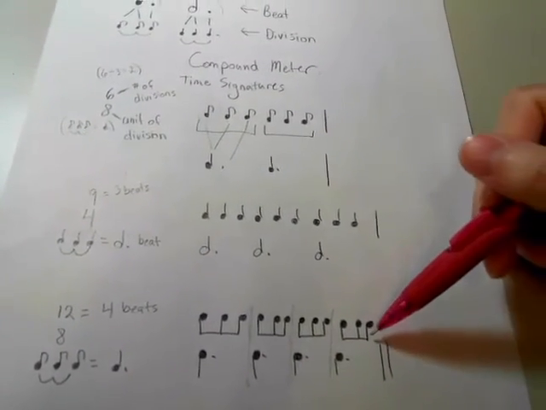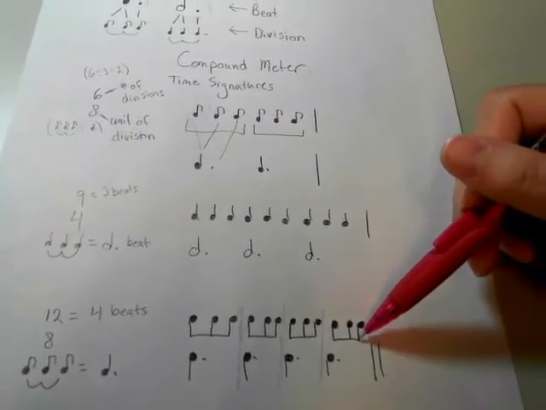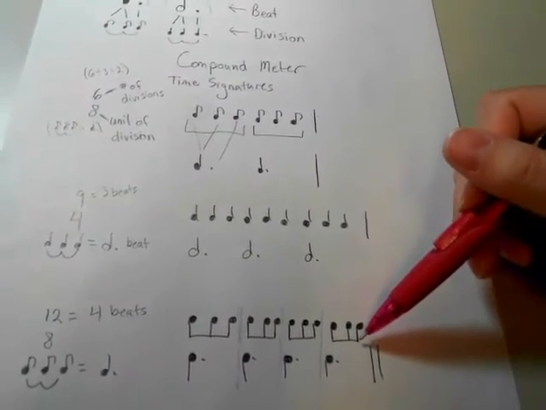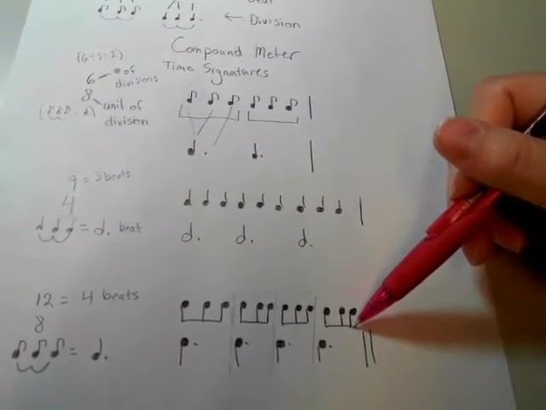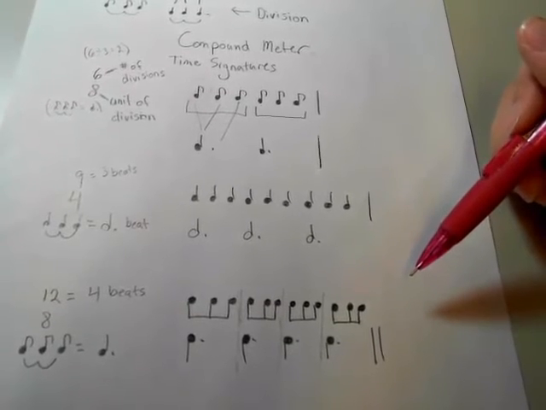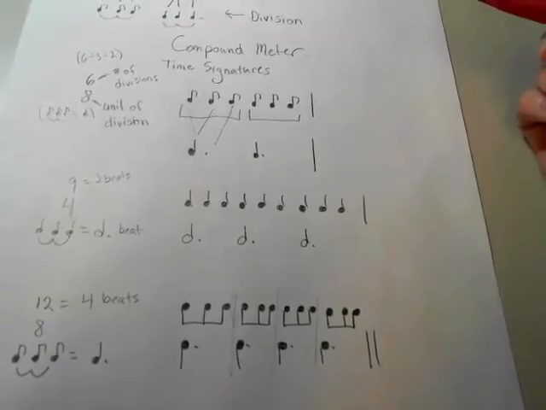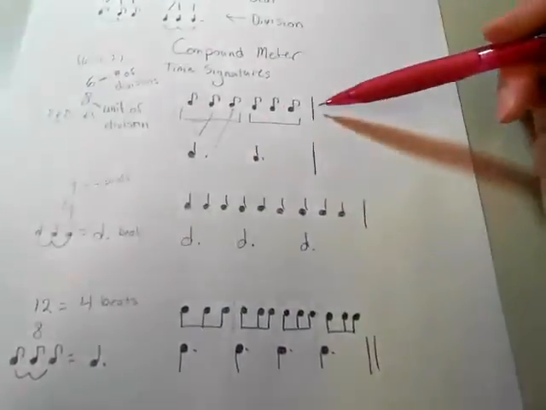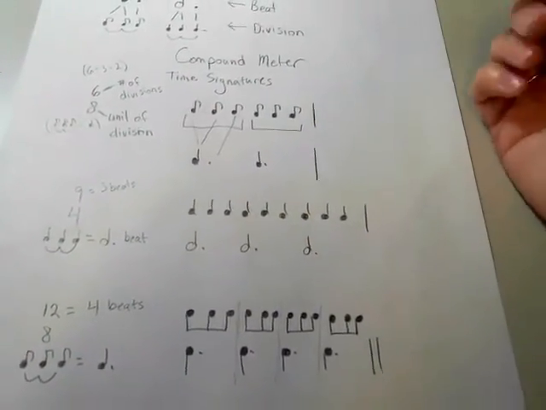And remember, when you're beaming, always beam to the beat. That's true no matter what meter you're in. If you're in simple or if you're in compound, if you're in duple, triple, or quadruple, it doesn't matter. If you have beams, you're writing notation, your beams should always show you exactly where the beat falls. Okay, so remember how to find what your unit of beat is and how many beats you have per measure by this time signature.